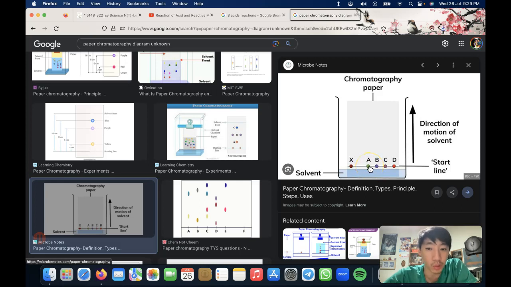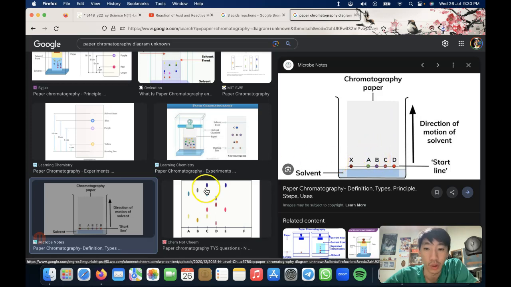So when the solvent goes up, the solvent actually will go up because of this thing known as capillary action. The water will be pulled up. As it's being pulled up, it will also carry the dye with it. And the further the dye goes, that means that the dye is more soluble. If the dye is not very soluble, it will stay or will not move much.